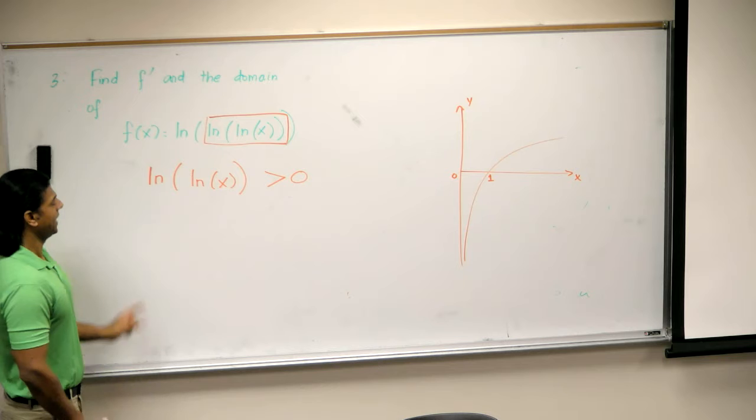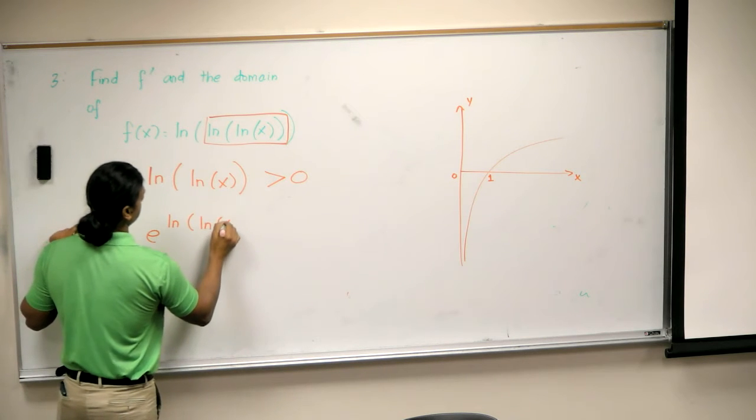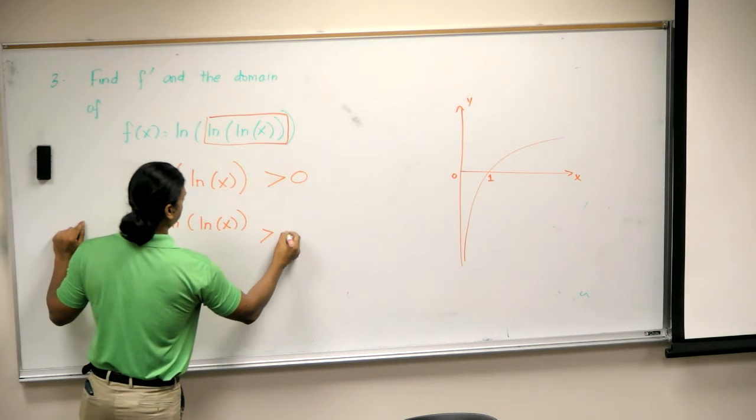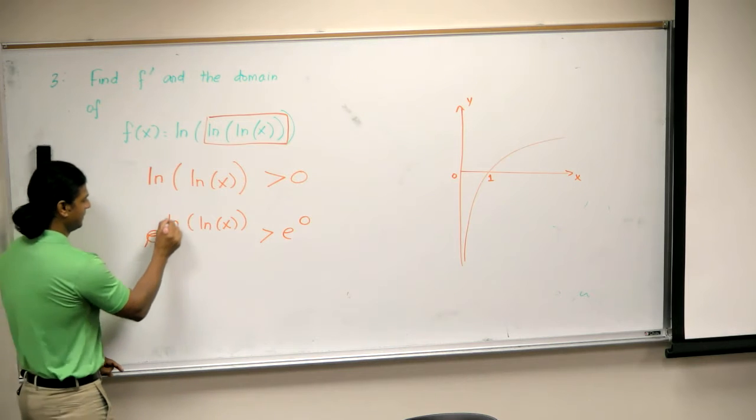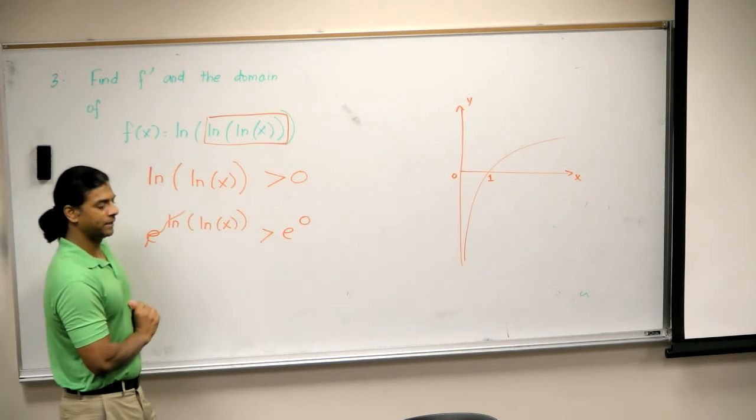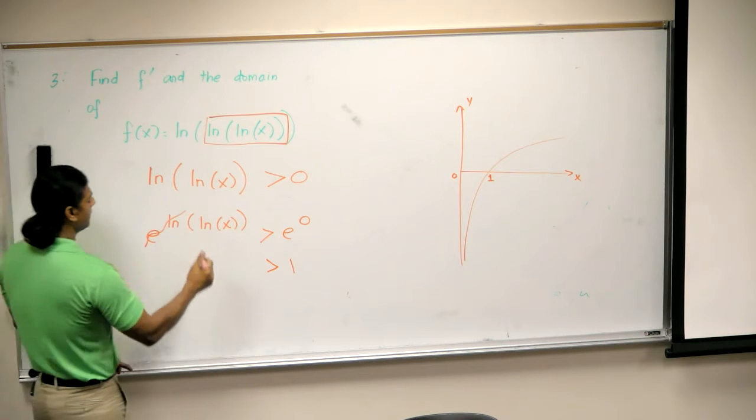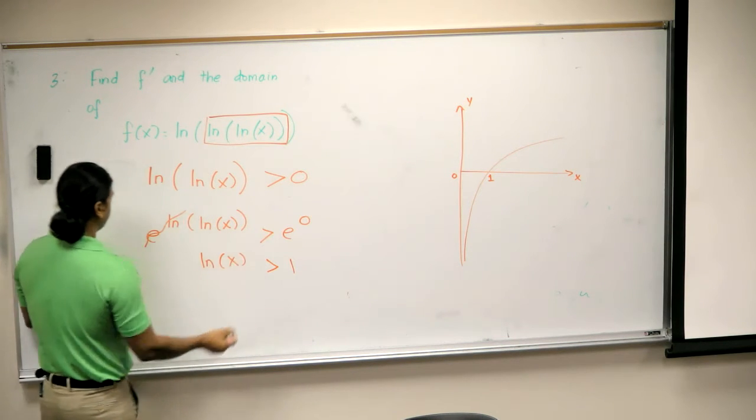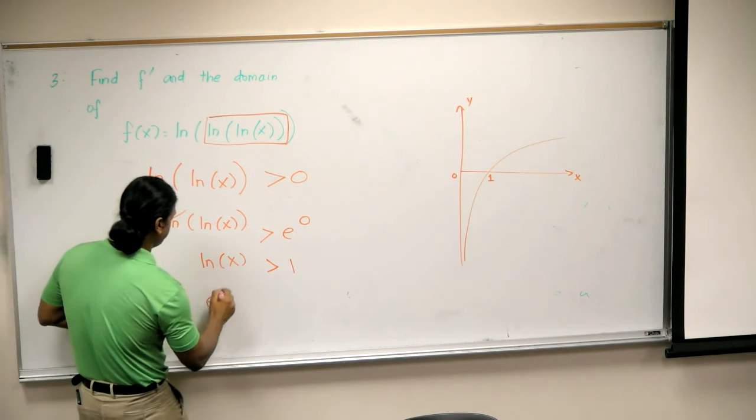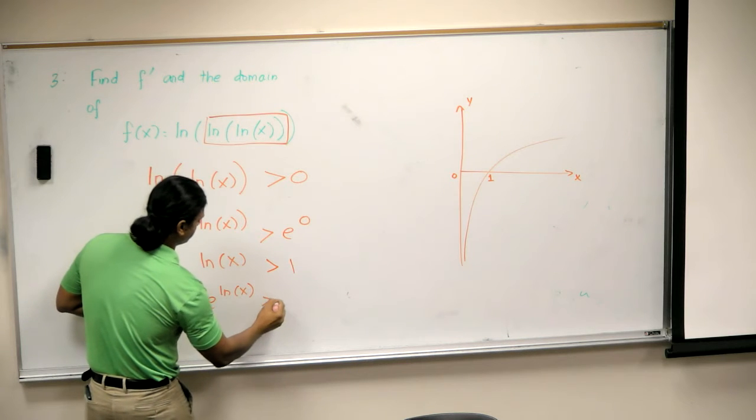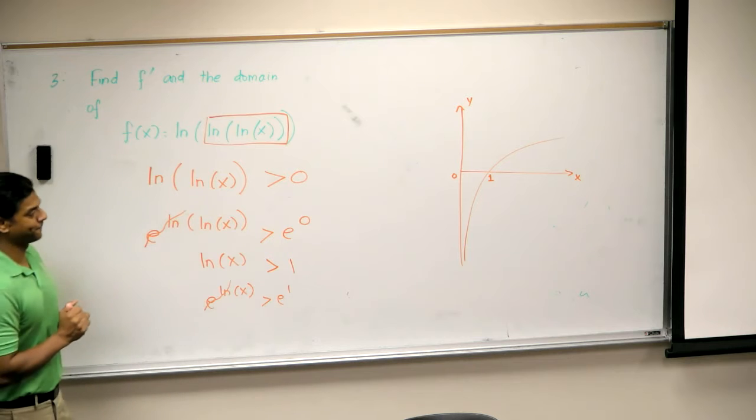Okay, how do we solve for x? Exponentiate on both sides. What happens to the e and the ln? On the right-hand side, it simply becomes 1. On this side, we have ln of x. What should we do now? Exponentiate again. Good. The e and the ln would go away.